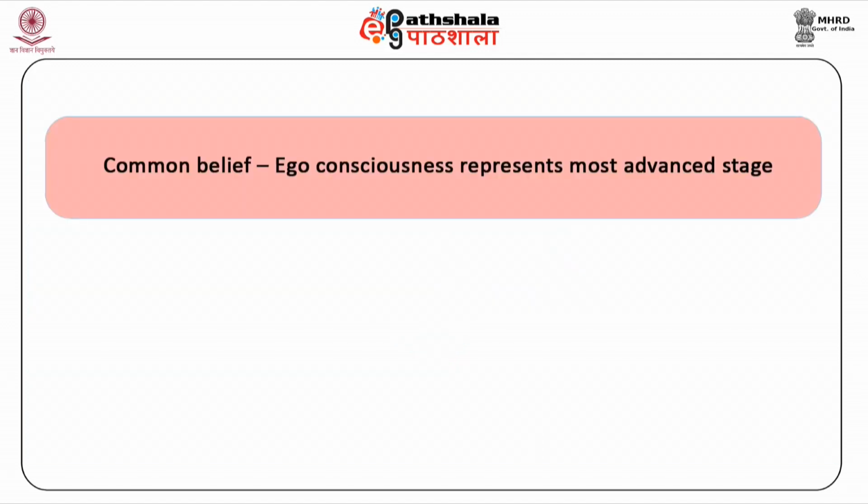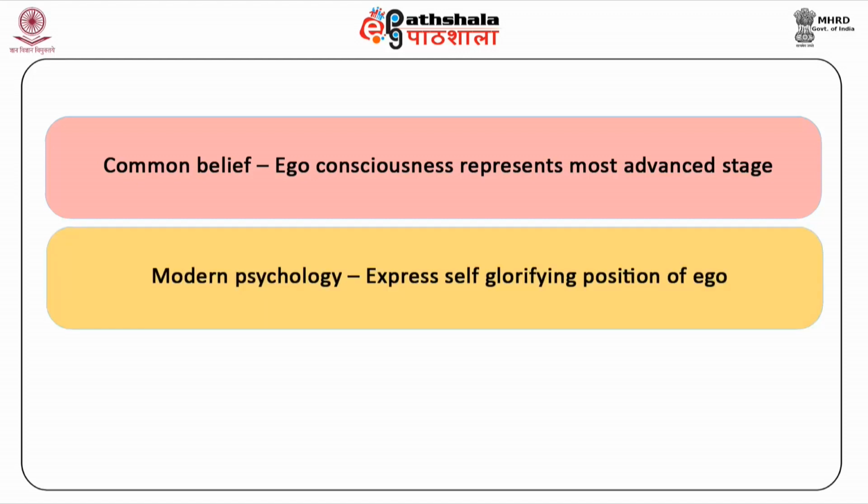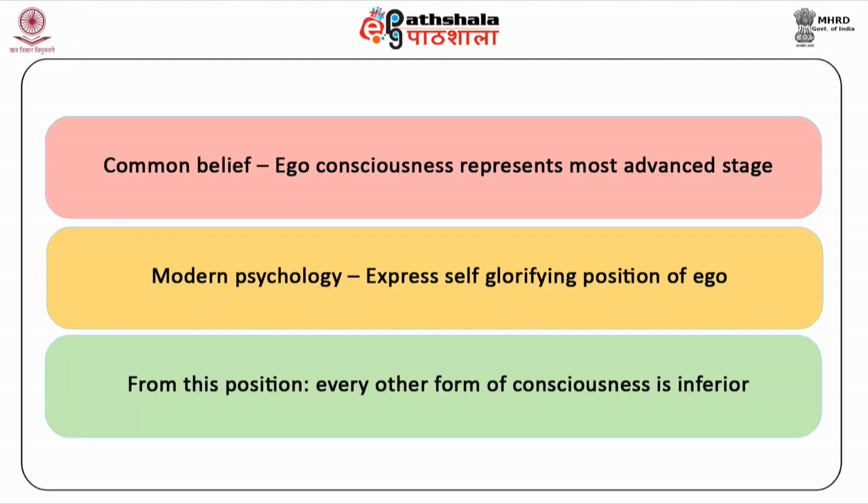There is a common belief in modern psychology that ego consciousness represents the most advanced stage in the unfolding of consciousness and is therefore the most accurate and objective perspective possible for experiencing oneself and the world. Modern psychology in this respect is expressing the self-glorifying position of ego consciousness. From this position, every other form of consciousness is regarded as inferior.